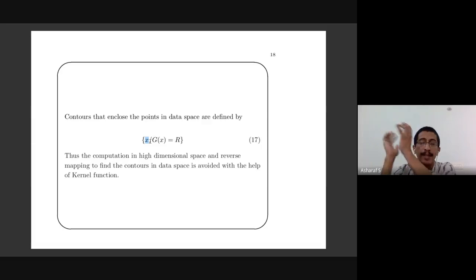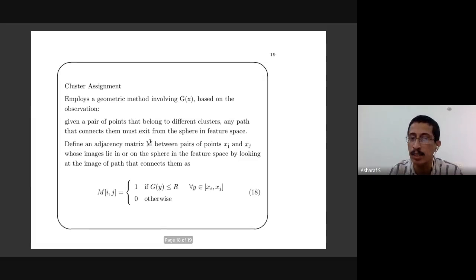But they define only the boundary, right? How do you assign the other points? That is called the cluster assignment, which uses a little involved map. It employs a geometric method involving g(x), which is essentially the distance between any point and the center mu in the feature space MEB, based on the observation.